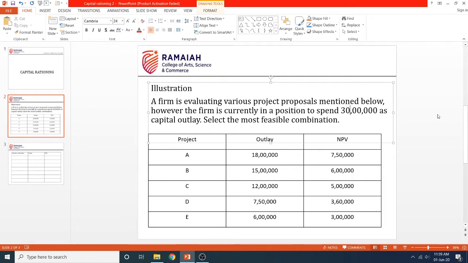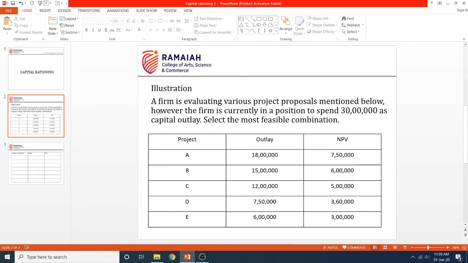Yes, so I've taken one illustration. A firm is evaluating various project proposals mentioned below, right? There are 5 project proposals: A, B, C, D and E, right? The firm is currently in a position to spend 30 lakhs. I mean, it is also like the firm is having a capital budget constraint of 30 lakh rupees. In a question, they can even mention it as capital constraint. Select the most feasible combination.